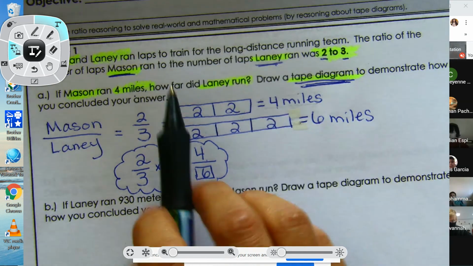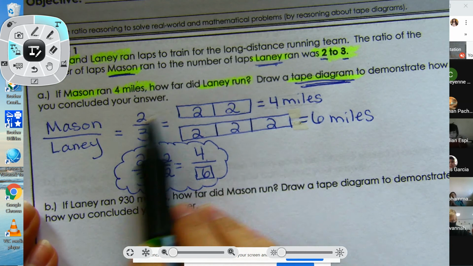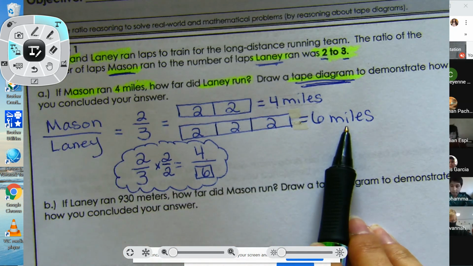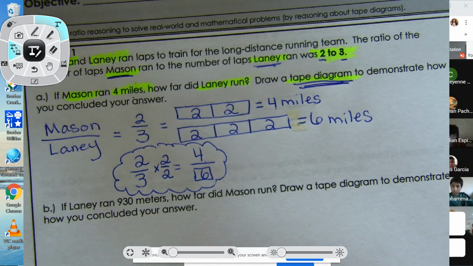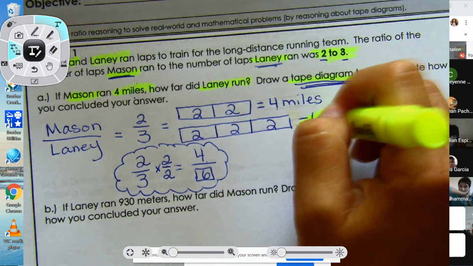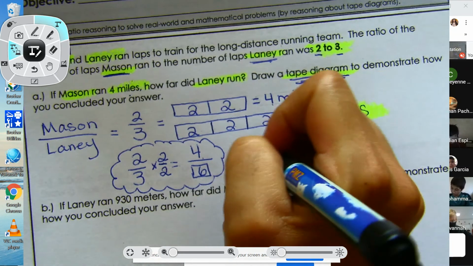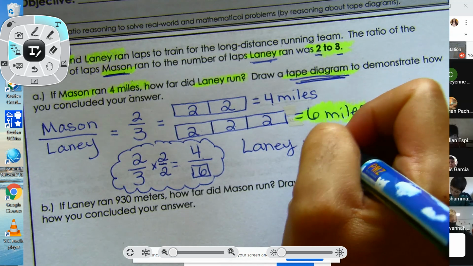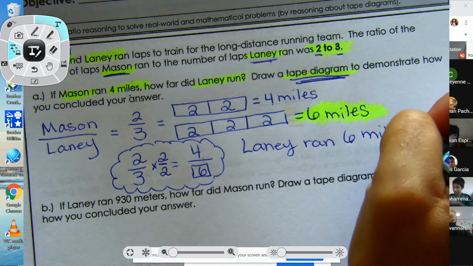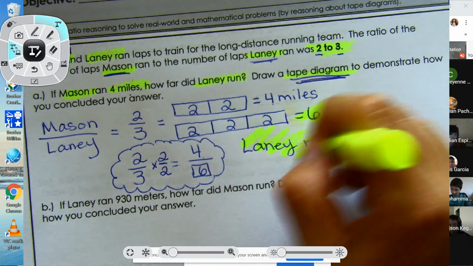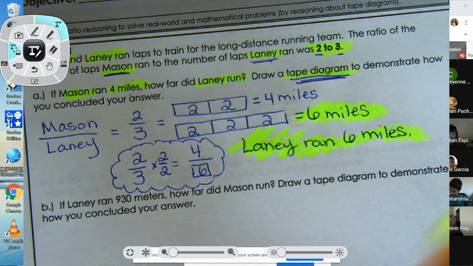So the question again was, how far did Lanny run? Lanny is this bottom diagram. How far did he run? He ran 6 miles. We even see it right here when we found the missing number in that fraction: 6 miles. So in a sentence, we're going to say, Lanny ran 6 miles. There's our answer, guys. Lanny ran 6 miles. Okay, any questions so far?